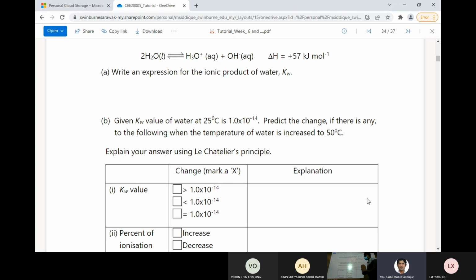This is also true for our life. Like you're sitting on a chair and the chair is moving. So what will you do? You will fix yourself in a position that maybe is not the original position. You will move a bit and make yourself comfortable. So the same thing is happening. Okay, so that is Le Chatelier's principle. Based on this principle, the temperature has increased to 50 degrees from 25 degrees centigrade. Will the Kw value increase, decrease, or not change?